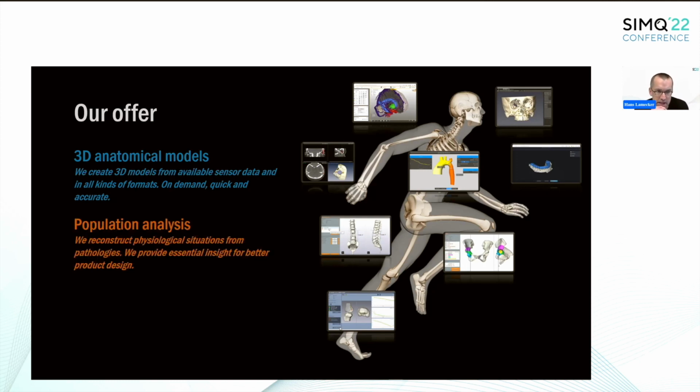We also offer population analysis services, very similar to what you've seen earlier by Materialized, the cohort analysis. What we do with these models for you is to reconstruct, for instance, physiological situations from pathologies. If you have a pathological situation, with these population models that we generate, we can estimate what the physiological situation was, which then can serve as a template, as a guideline for reconstruction, for therapy planning, for instance. We also provide essential insight for better product design, very similar to what was shown earlier by Materialized. If you have an insight into the population, you can design standard devices much more efficiently. That's where we are helping.